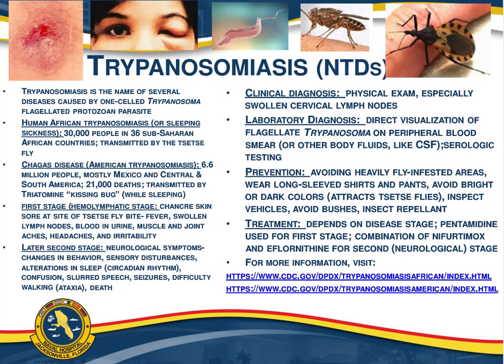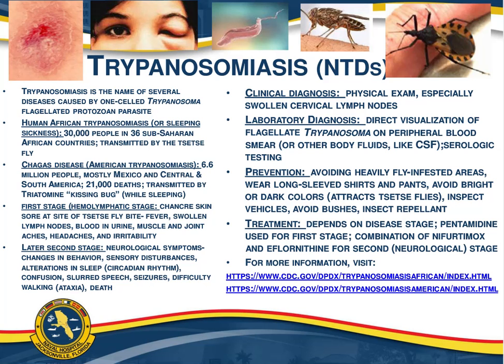The first stage is a hemolytic stage. You get a chancre or a skin lesion at the site of this specific fly bite, and you get swollen lymph nodes, blood in the urine, muscle and joint aches, headaches, irritability. Later stages are neurological symptoms. So alterations in sleep, the sleeping sickness, confusion, slurred speech, seizures, difficulty walking, so ataxia.